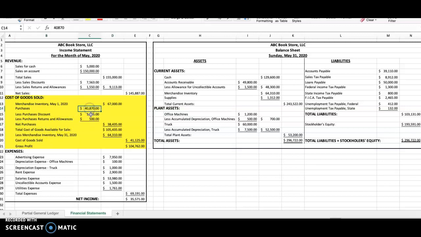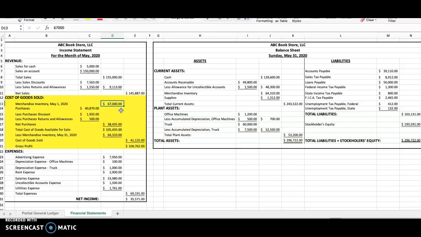We've done that actually a number of times with journalizing and posting. So we bought merchandise, and we have a couple deductions from that based on discounts and returns and allowances, giving us net purchases. So we show this on the income statement. Now, a new part here that will be shown on this statement, we will add net purchases plus what we had at the beginning.